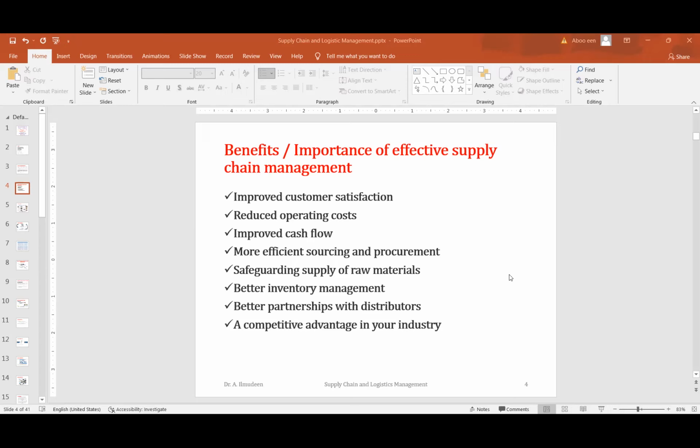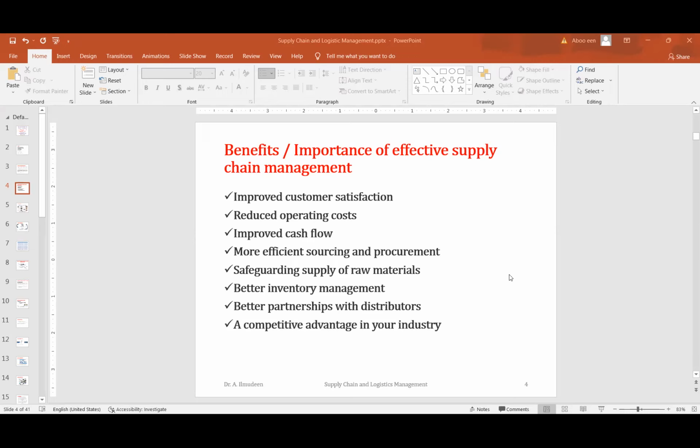The competitive advantage in your industry. Nowadays the business environment is getting competitive, and it is turbulent. So the competitive advantage for a business organization: if the business organization has an effective supply chain management system, then they can enjoy a competitive advantage in their market. They can capture their market, they can sustain in the market.